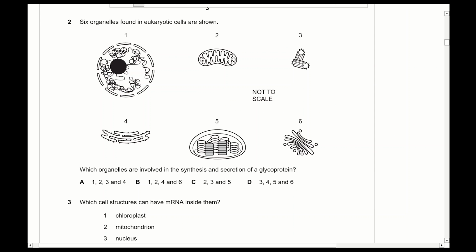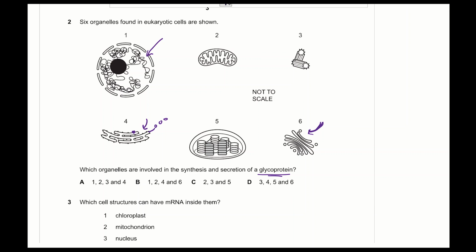Question number 2. 6 organelles found in eukaryotic cells are shown. Which organelles are involved in the synthesis and secretion of a glycoprotein? So let's outline the process of protein synthesis. It starts in the nucleus, in the process called transcription, where mRNA is formed. And then this mRNA leaves the nucleus into the cytoplasm and goes to the rough endoplasmic reticulum, in particular on the ribosomes, where this mRNA is translated into a polypeptide chain. Now we've formed a polypeptide, and we want to form a glycoprotein. Therefore, the vesicles on the rough endoplasmic reticulum bud off and go to the Golgi body, where the Golgi body adds the sugar part and creates the glycoprotein.